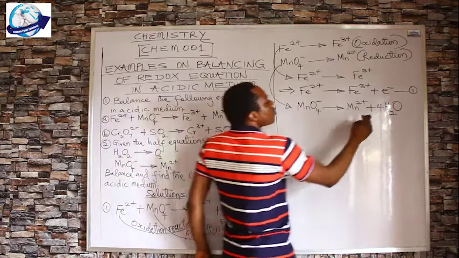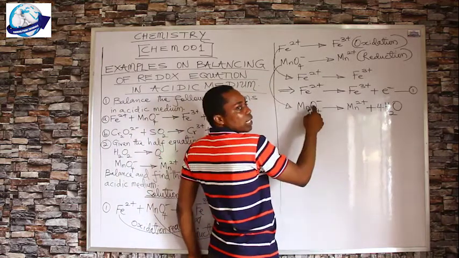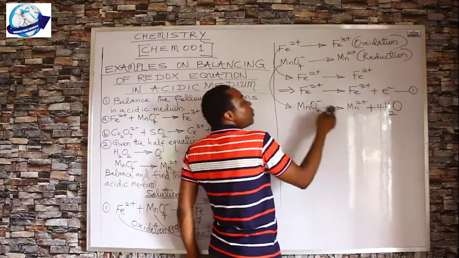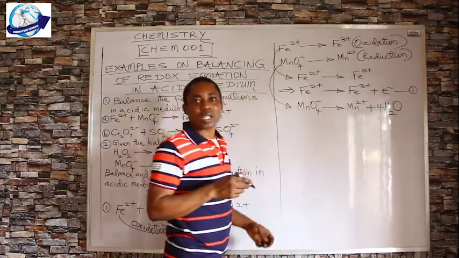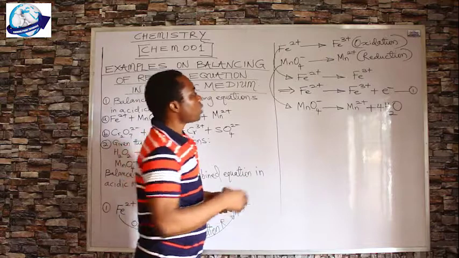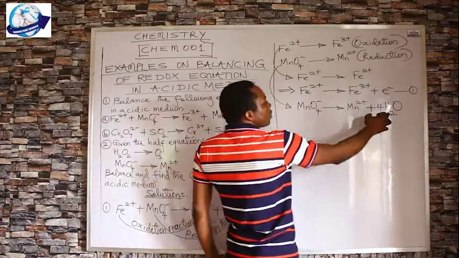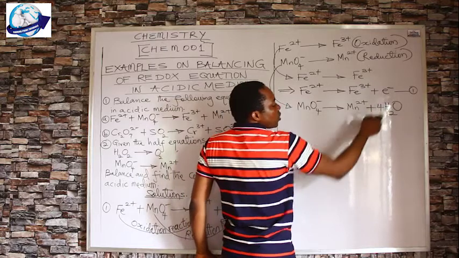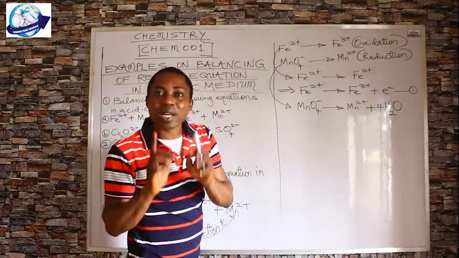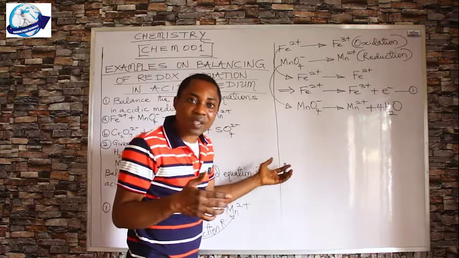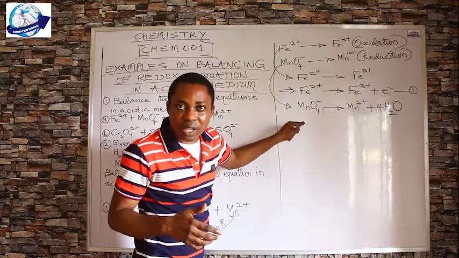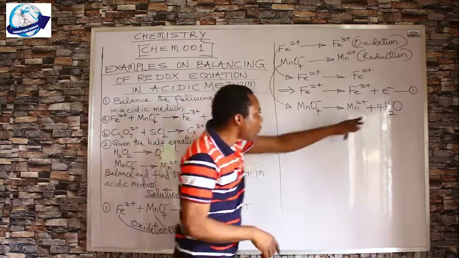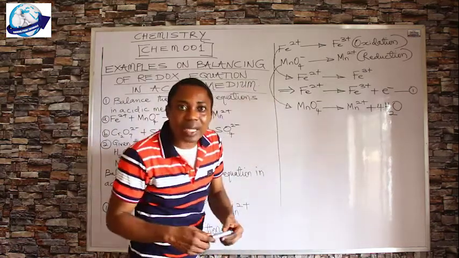That means we have gotten equal number of oxygen at the left and at the right. 4 times oxygen is 4 oxygen. But something has come up, a challenge has come up now. At the right hand side, we now have 8 hydrogen atoms. 4 times 2, that's 8 hydrogen atoms. But at the left hand side, we don't have any hydrogen. It's a deficient side. So we need to go to the left hand side and balance up the number of hydrogen that we have at the right hand side.